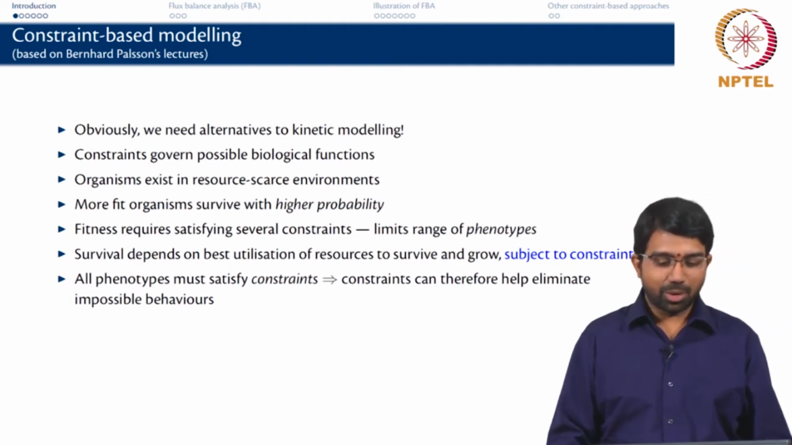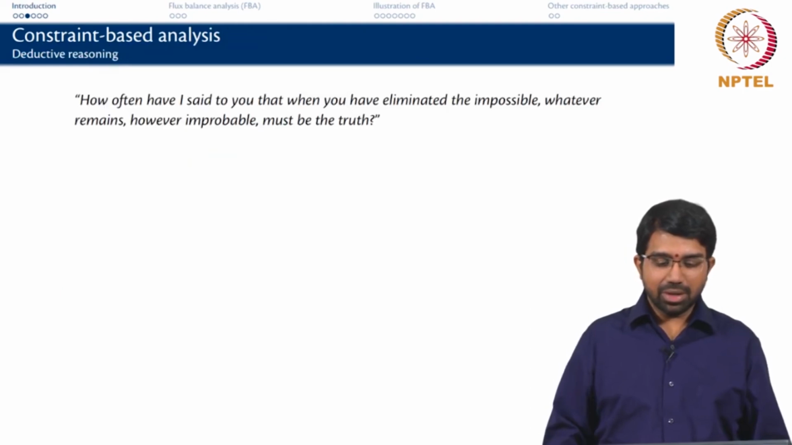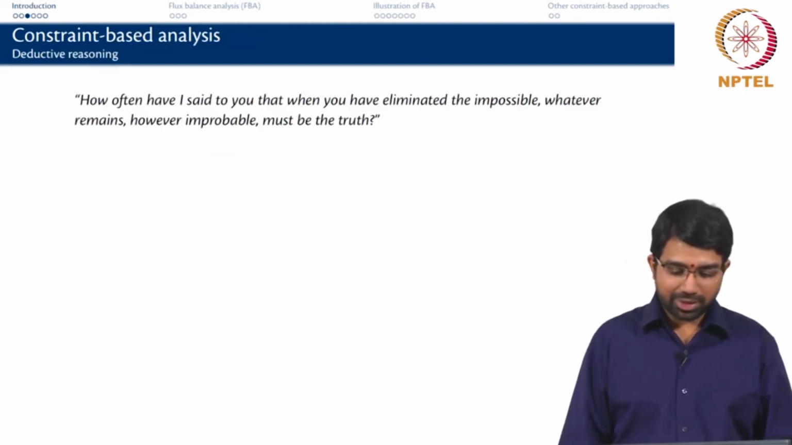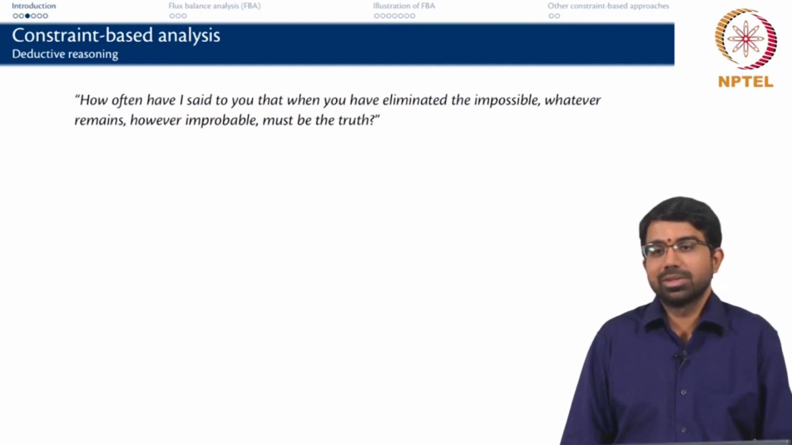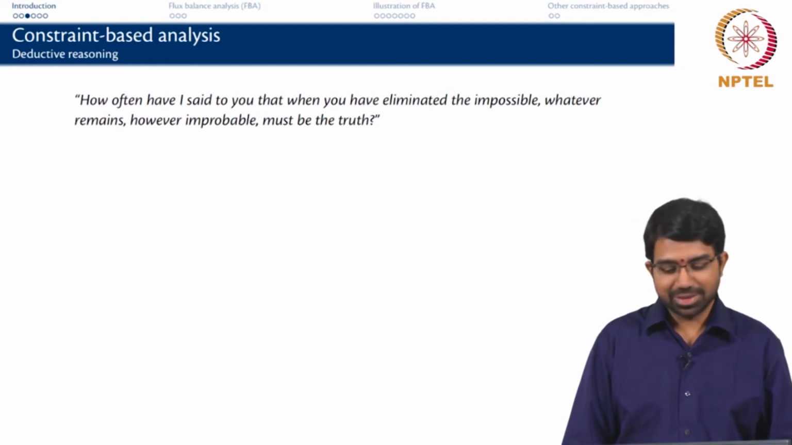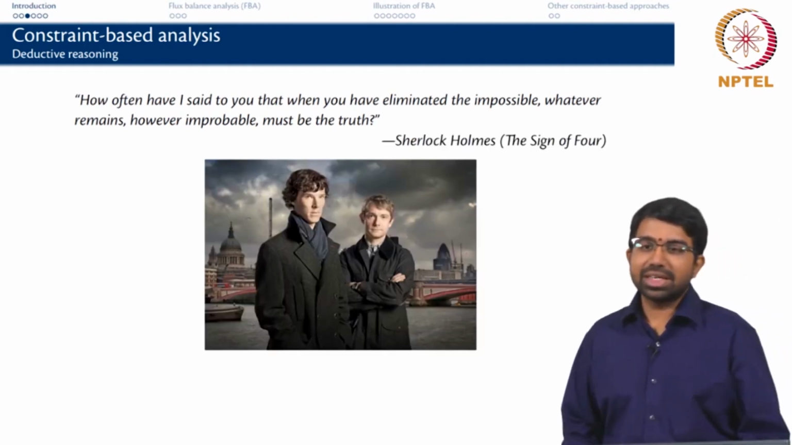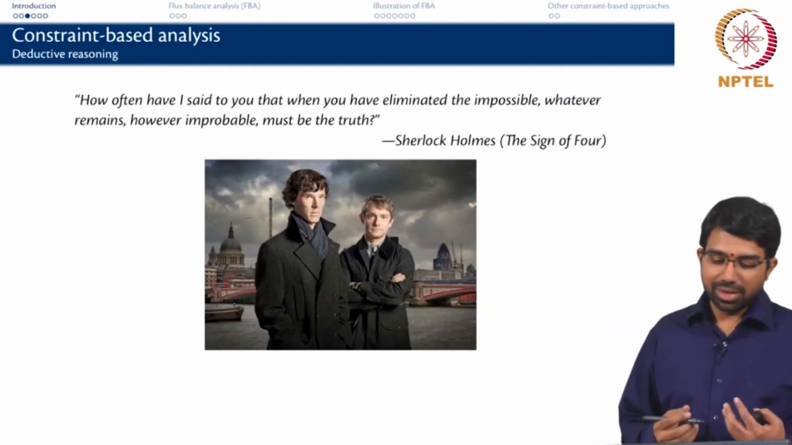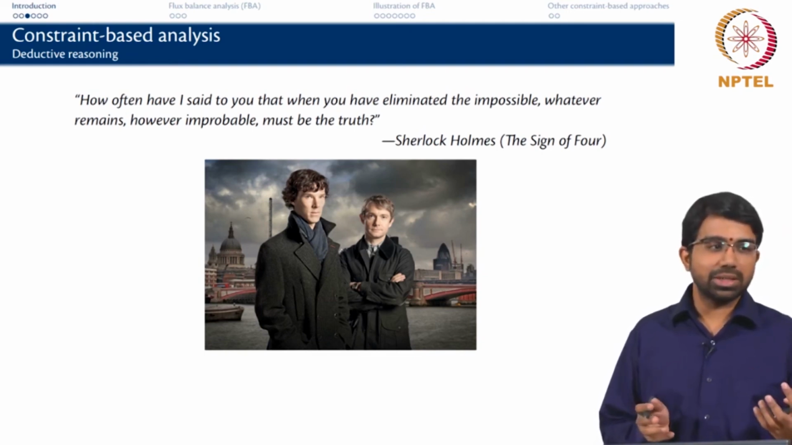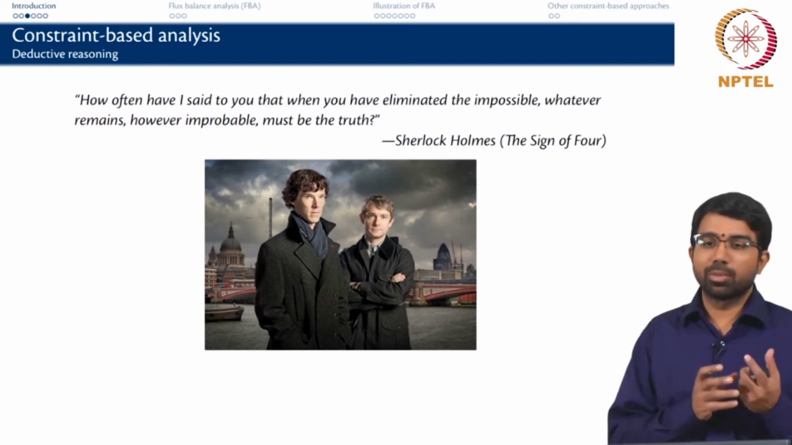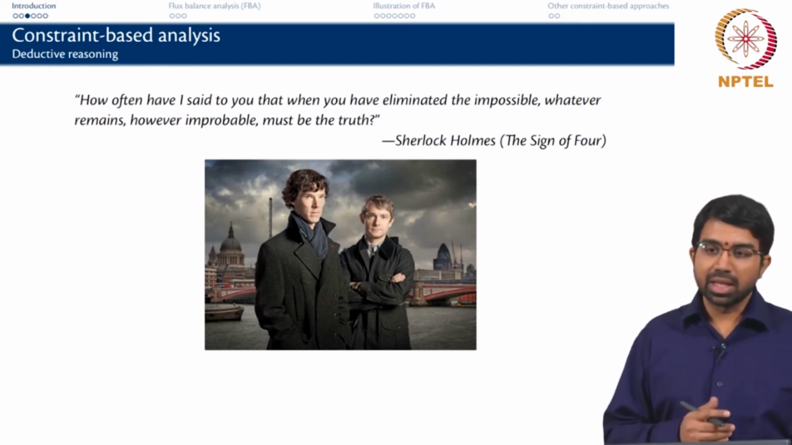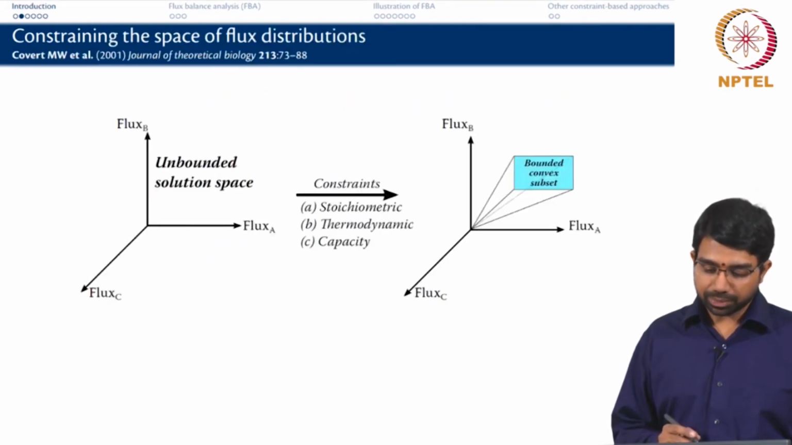And this is where I borrow this classic slide from Paulson, who asks how often have I said to you that when you eliminated the impossible, whatever remains, however improbable, must be the truth. The famous fictitious character, I think you must be familiar with, Sherlock Holmes, right. So this is a very classic example: you basically start with a big pool of suspects and then you go about eliminating one by one to arrive at a smaller pool of suspects who have to be tested in a different way. We essentially do the same thing here.